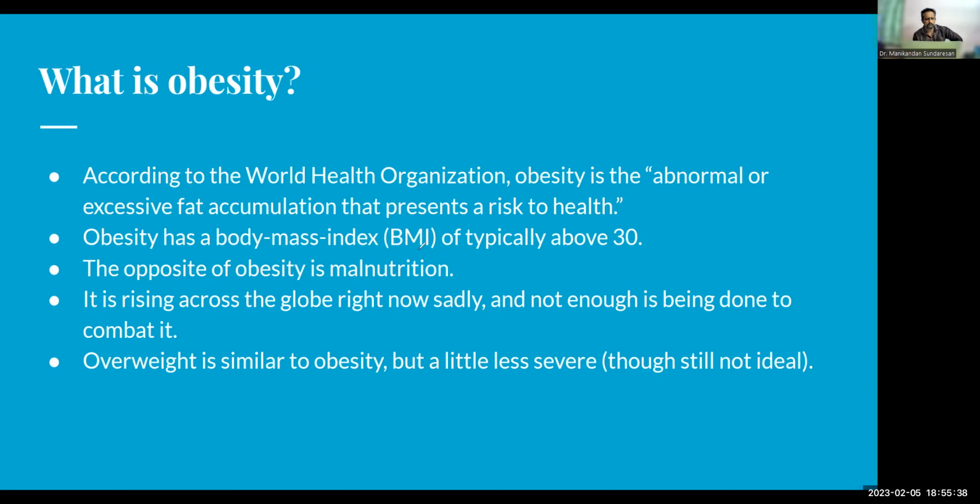And the opposite of obesity is malnutrition. That's where people are starving.